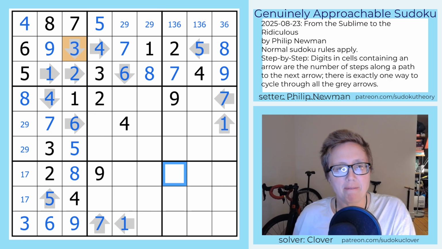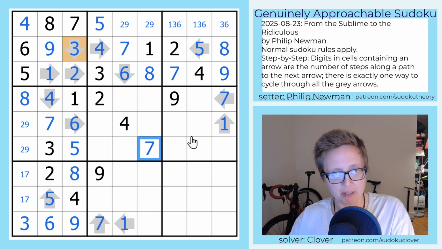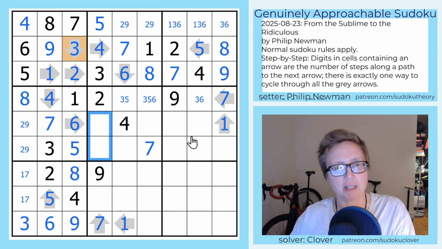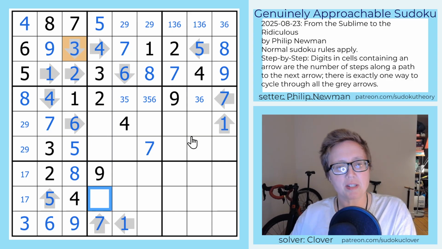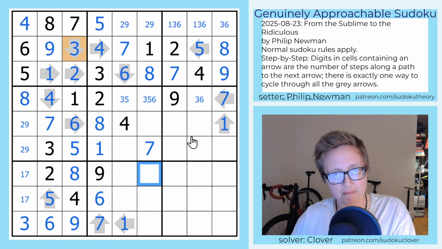Now, I have 4 7s looking into the central region right there. So that rules 7 out of all the cells in region 5 except for this one. These are going to be 3, 5, and 6. That's not a 6 because there's a 6 in the column, and that's not a 5 because there is a 5 in the column. I need a 1 somewhere in this column. It can't go here and it can't go there, so it's got to go there, and then I need to finish the column with a 6 and an 8.